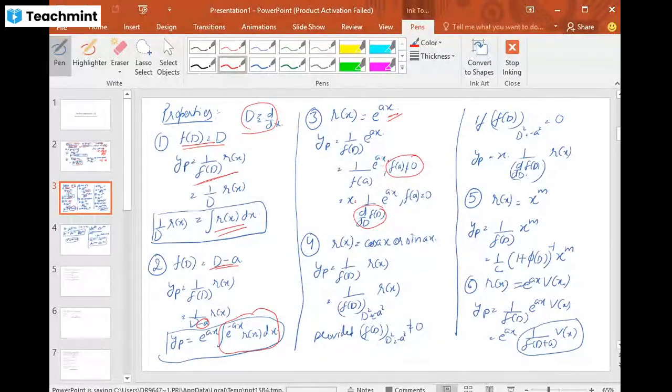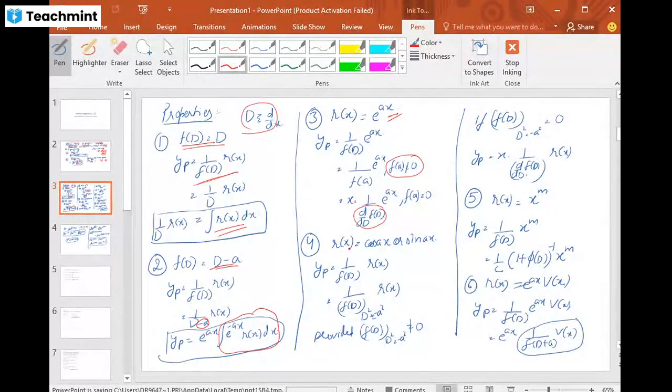Again, we can use the same property: after calculating its derivative, we replace D equal to a. If it is non-zero, then we can get the solution. If it is again 0, then again we multiply by x and continue this process.